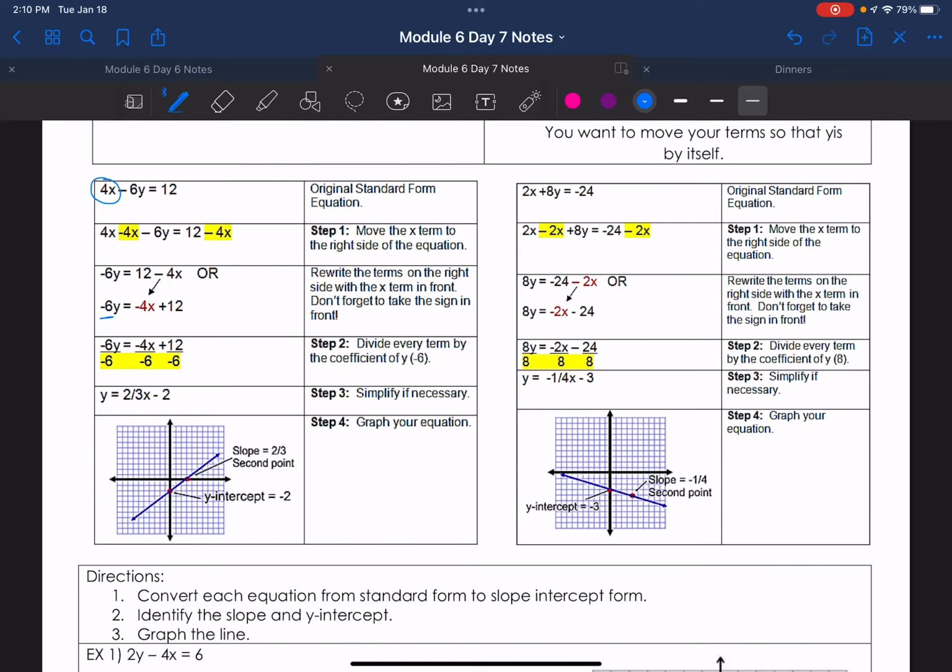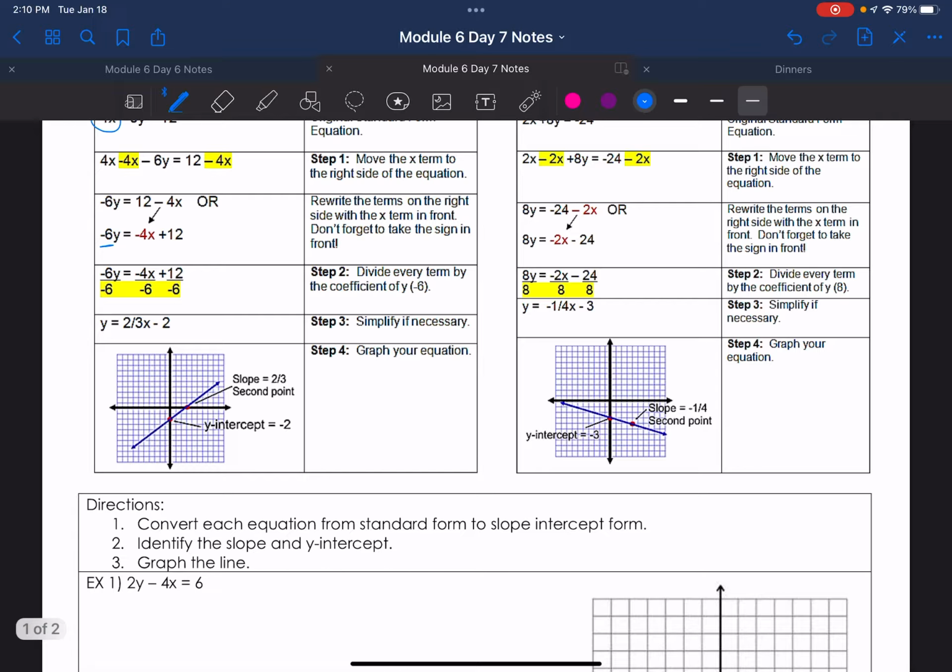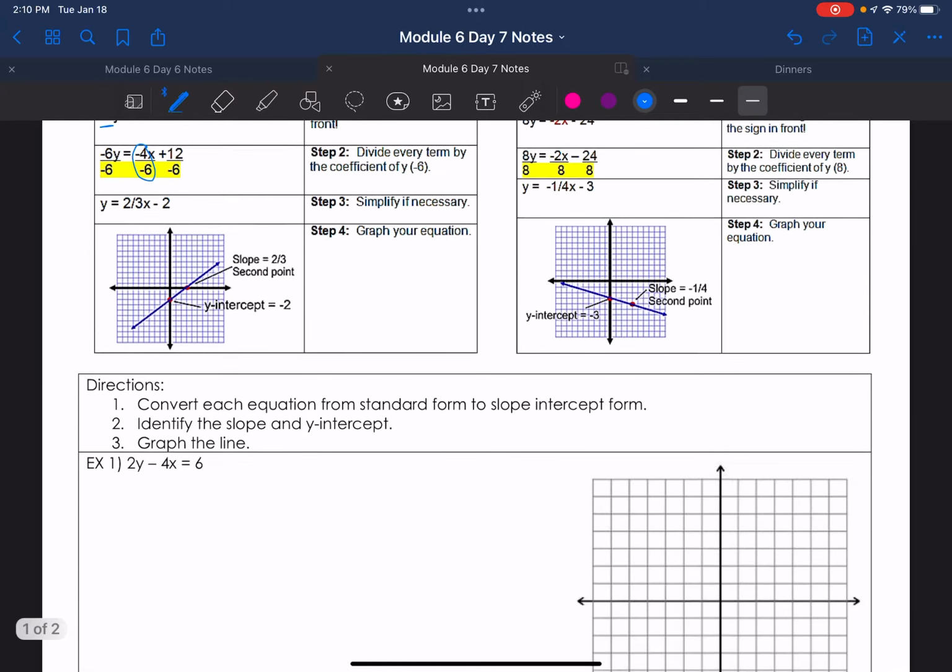Once you've done that, you can see that your equation now is y equals 2 over 3x minus 2. And the way that we got 2 over 3 is just that negative 4 divided by negative 6 gives us the 2 over 3. So let's do a couple examples together.